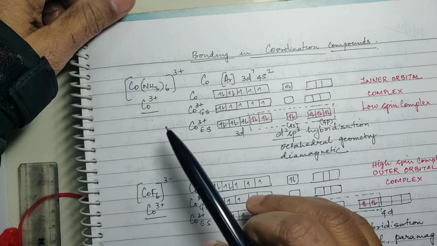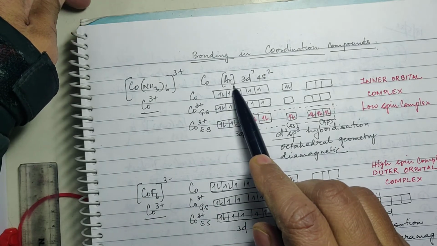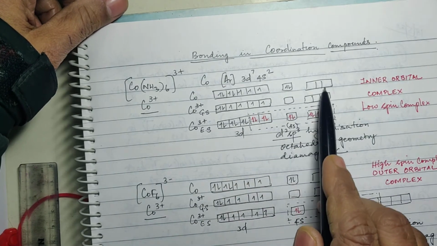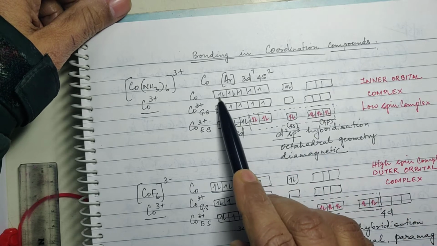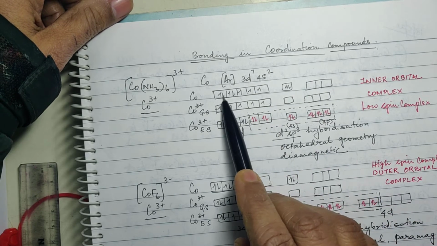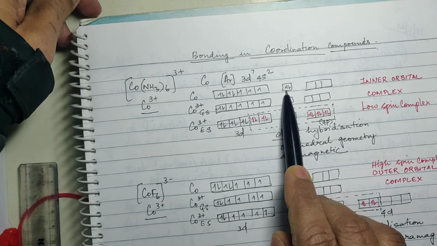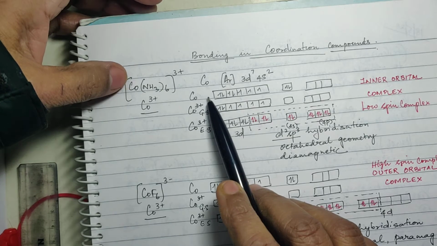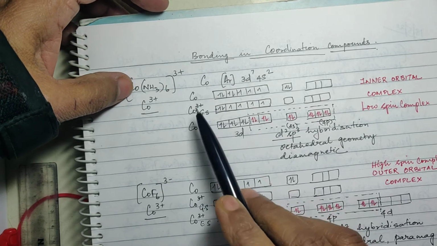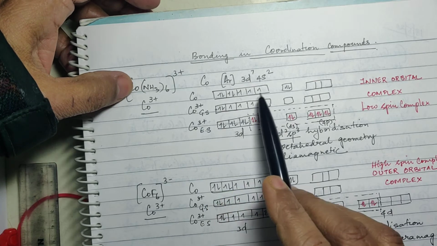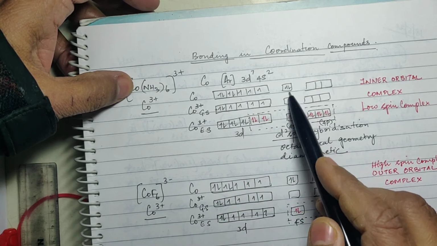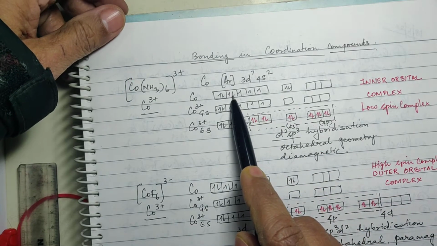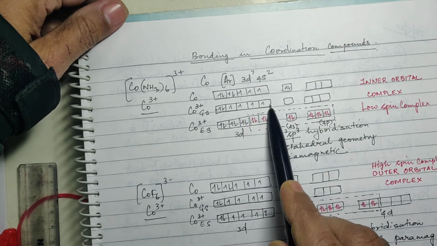All such things. Now you know cobalt has the configuration 3d7 4s2. So for the neutral atom, you will draw the box type configuration like this. First you will put one electron in each, and then the 6th electron, 7th electron, then 4s2. When the complex is formed, this cobalt loses 3 electrons, reaching its 3+ state. How are the 3 electrons removed? 2 electrons from 4s and the lastly filled electron in 3d. These 3 electrons are lost, so you will now have 3d6.